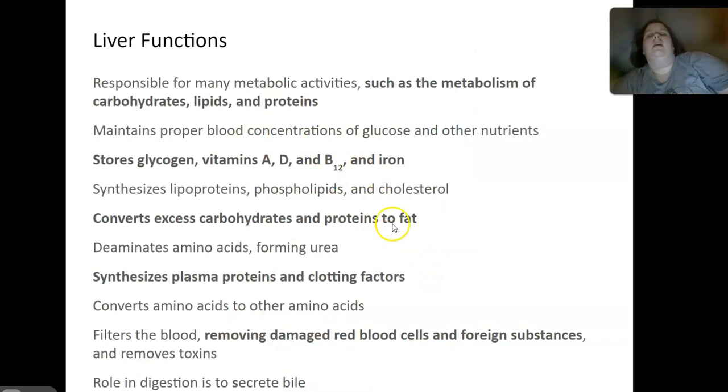Alright, so your liver has many functions. It's the biggest internal organ, and it does a lot for you. It's responsible for many metabolic activities, such as metabolism of your carbs, your lipids, and your proteins. Those are your main three macros that you eat on a daily basis. You should eat them, they're good for you.